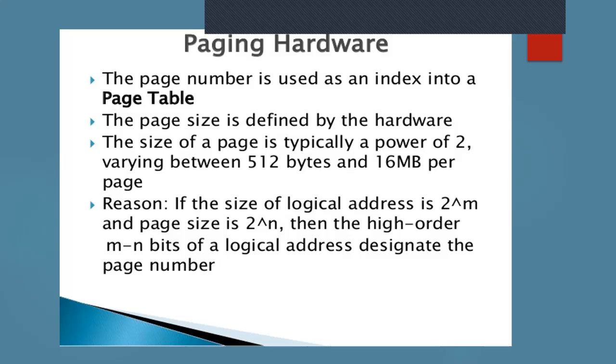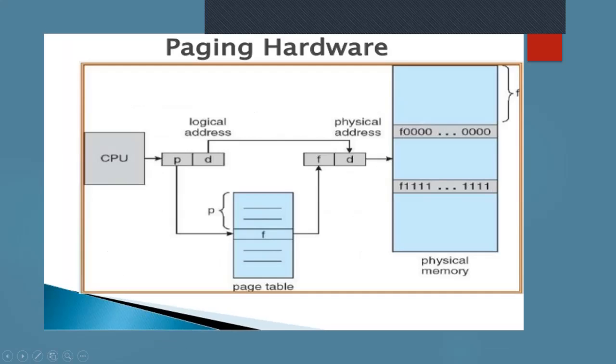If the size of the logical address is 2 to the power m and the page size is 2 to the power n, then the high order m minus n bits of a logical address designate the page number. This is the diagram which I have already drawn and explained about the CPU, page table, logical address and physical address.